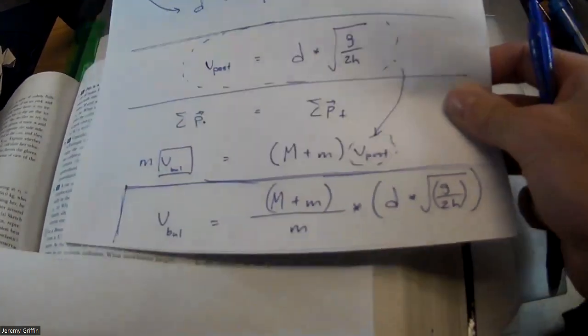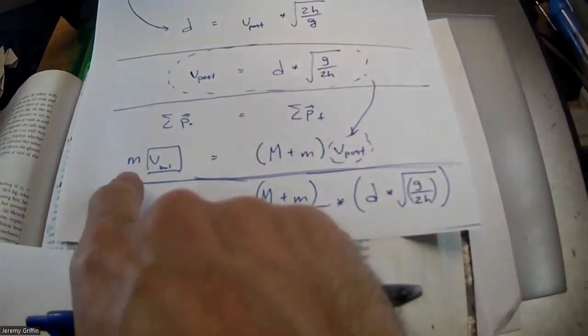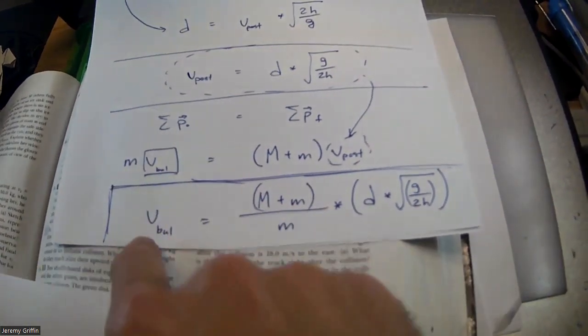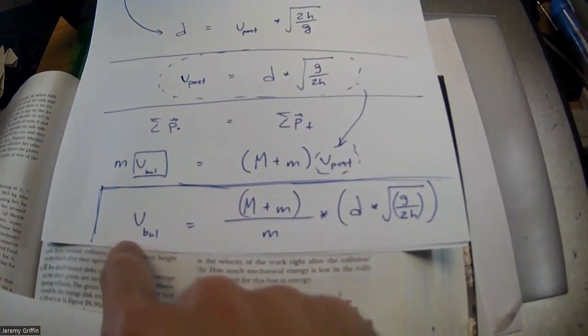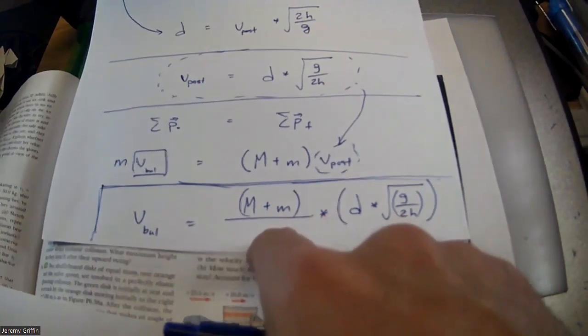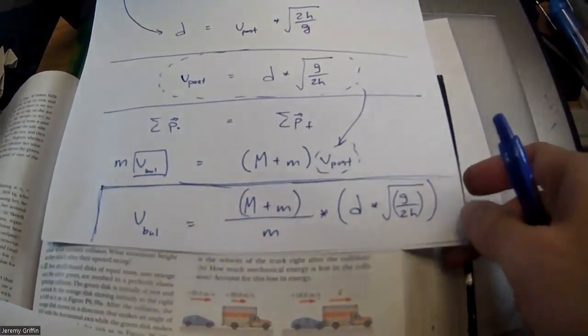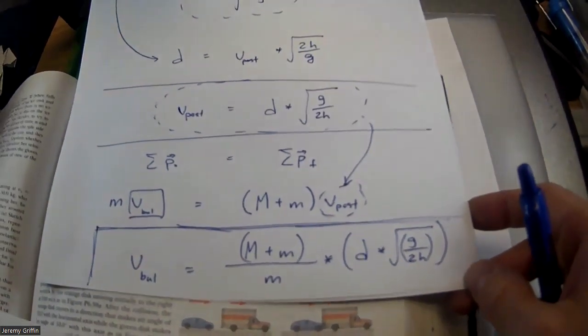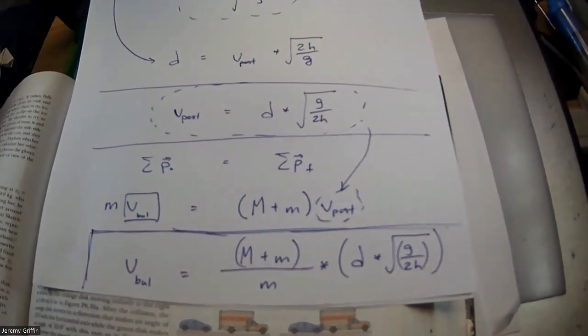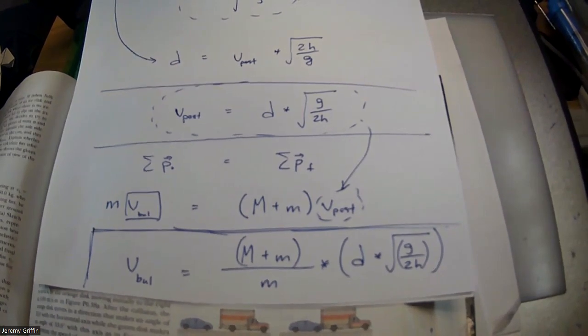And then when you do that, one thing you have to do is divide down the mass of the bullet. There you go. The firing speed of the bullet is the combined masses divided by the mass of the bullet, all multiplied by this expression, which represents the post-collision velocity. This is how you can figure out the firing speed of the bullet if you know all those other variables.